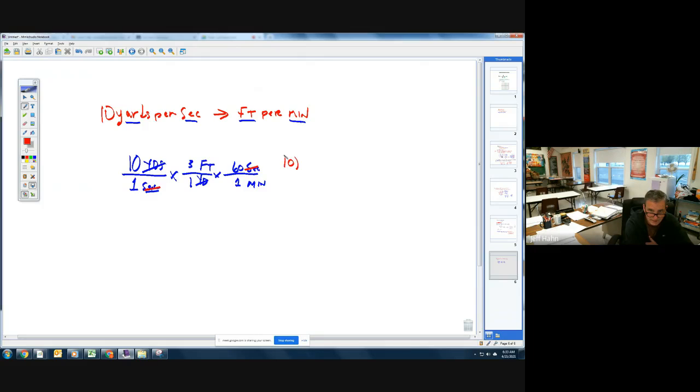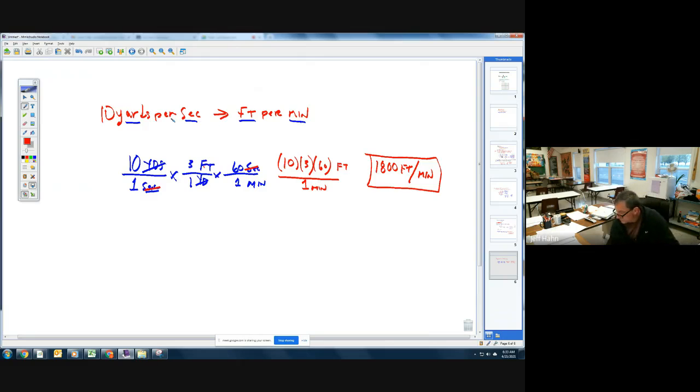On top I have 10 times 3 times 60 feet, and that's all over 1 times 1 times 1 minute. And if you do the math there, what's that? 10 times 3 is 30. 30 times 60 is 1,800 feet per minute. Voila. Piece of cake. 2 unit multipliers. Converted that there. And the last one, let's check this one out.